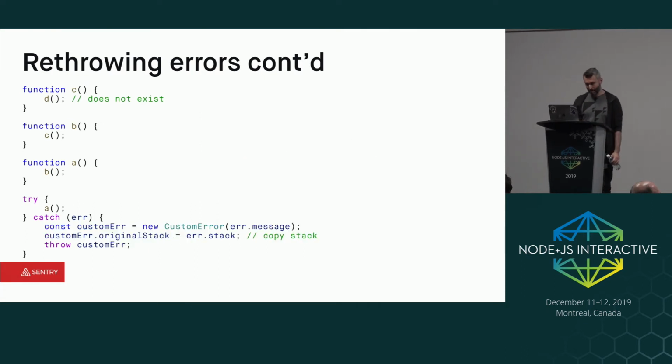What you can do instead is that if you are throwing your own custom errors, you can actually copy over the original error stack trace onto that new custom error object that you've created. In this case, I'm calling it original stack. And this way you kind of get both. You get the stack trace leading up to your custom error, but you also get that original stack trace that bubbled up. You can also just completely overwrite it if you want. There's nothing stopping you from doing that.